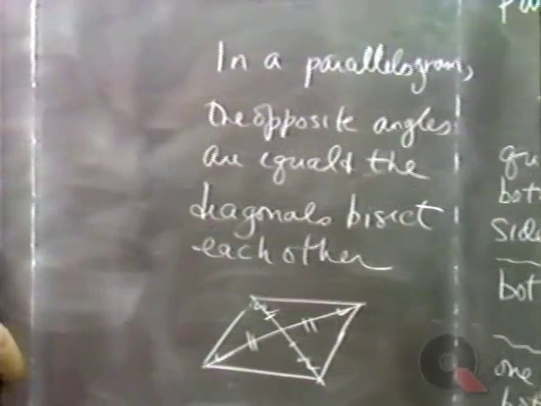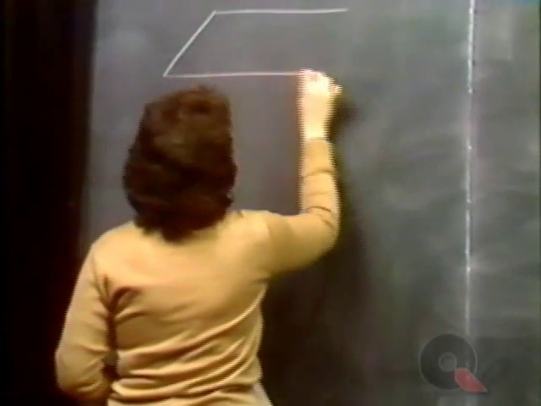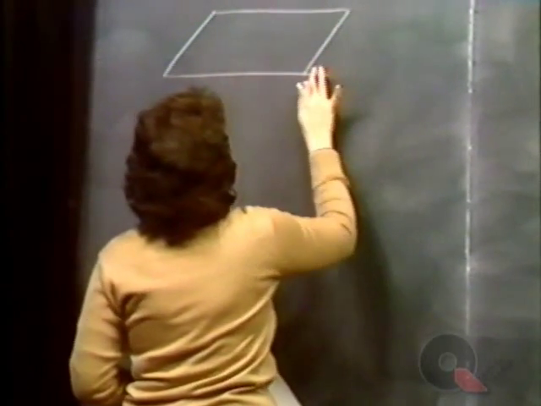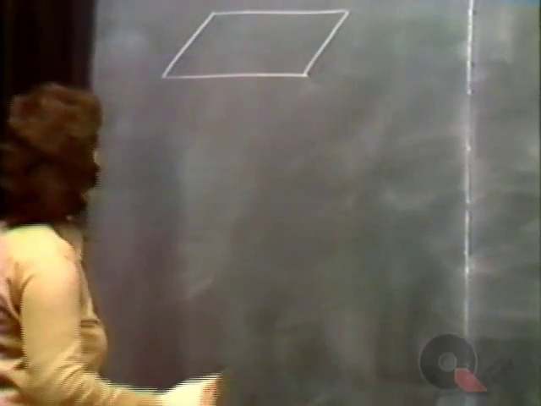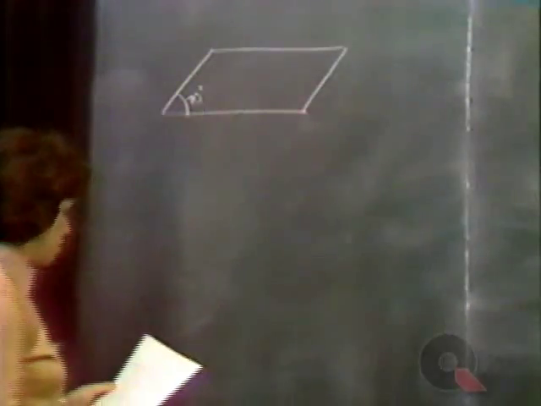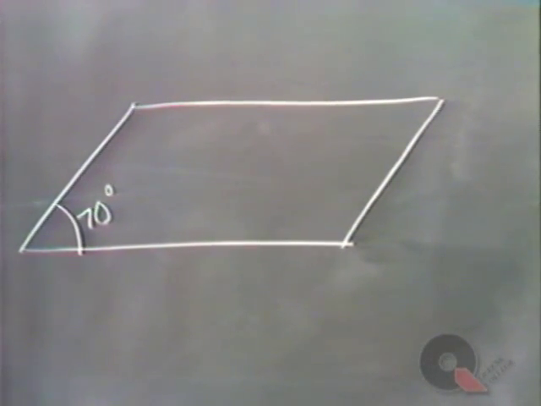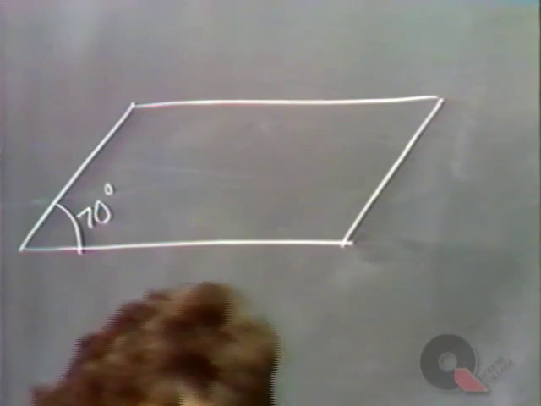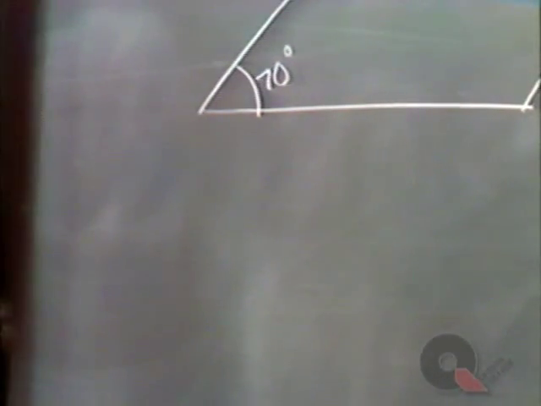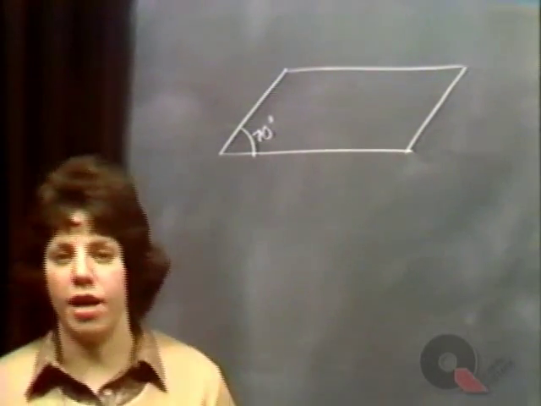Okay, if in a parallelogram you are given one of the angles, it is possible to find all the others. Let's say we have a parallelogram, and I tell you that this angle is 70 degrees, and I ask you to find all the remaining angles. We're going to be using two bits of information here. First of all, the angle sum of a quadrilateral is 360 degrees. And secondly, that in a parallelogram, the opposite angles are equal.